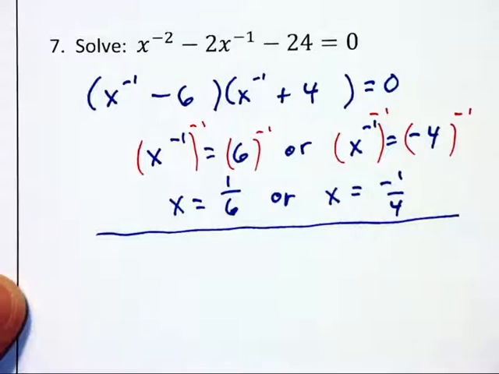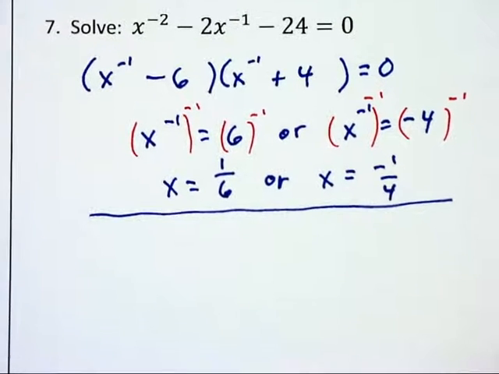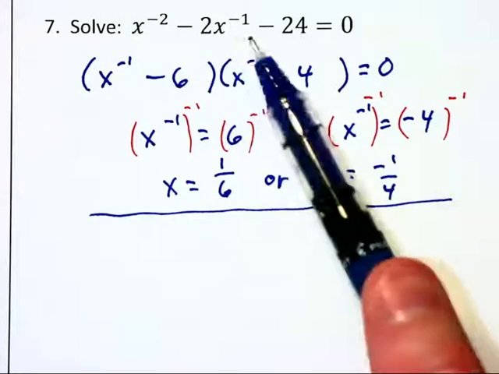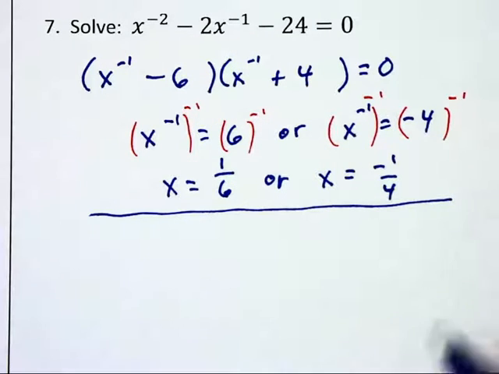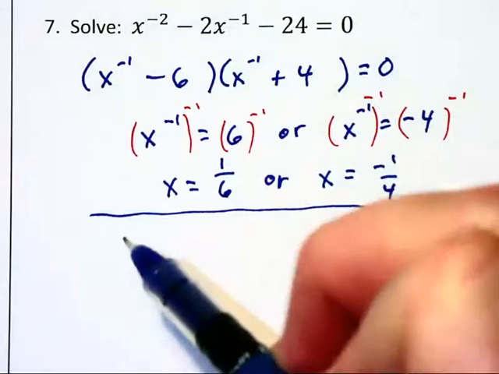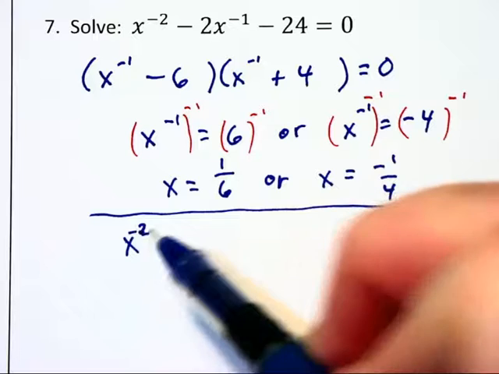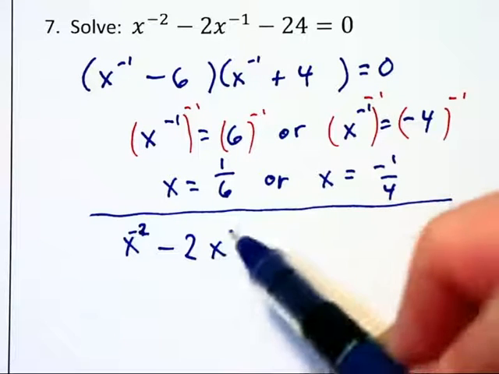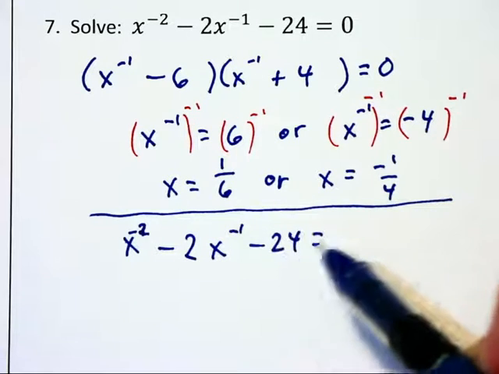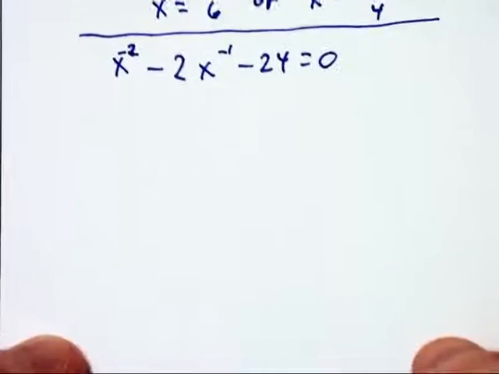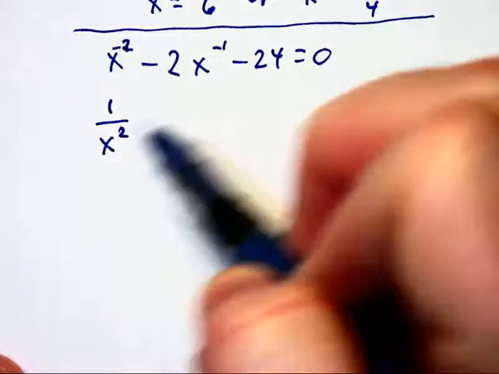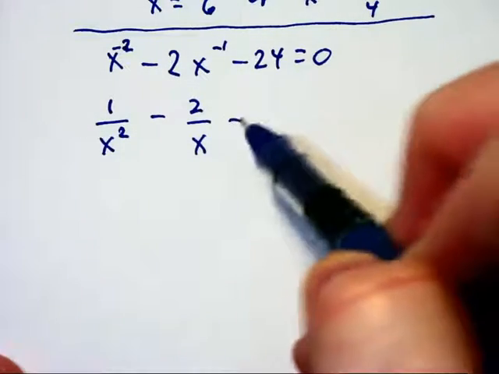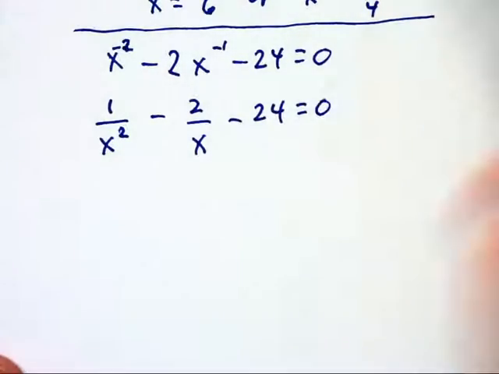Now, some of you may feel a little bit uncomfortable solving the problem this way, and you may choose to use the negative exponents at the very beginning to move those x's down to the denominator. If you do that, let me rewrite the problem. X to the negative second minus 2x to the negative first minus 24 equals 0. If we apply the property of negative exponents, we could rewrite this as 1 over x squared minus 2 over x minus 24 equals 0.